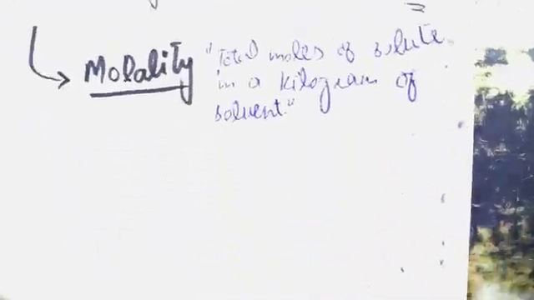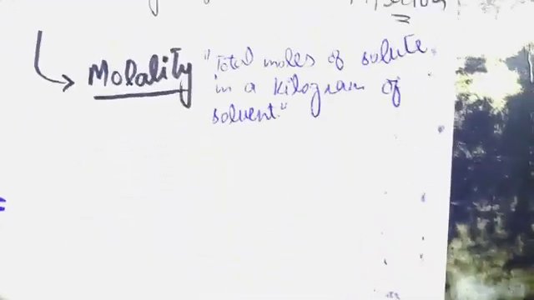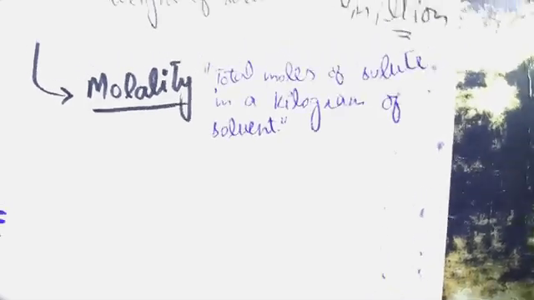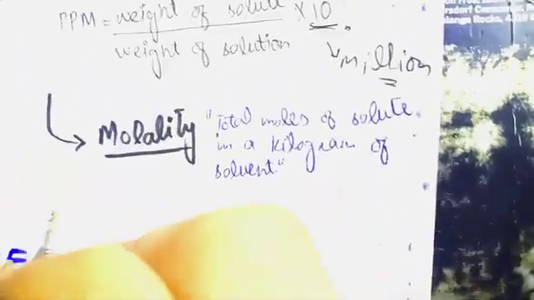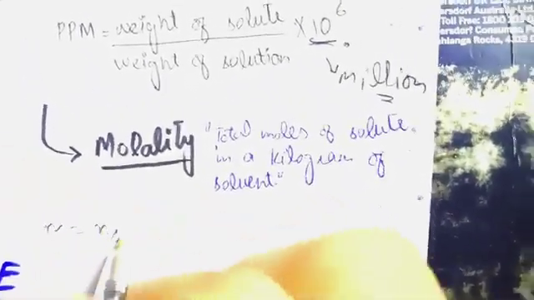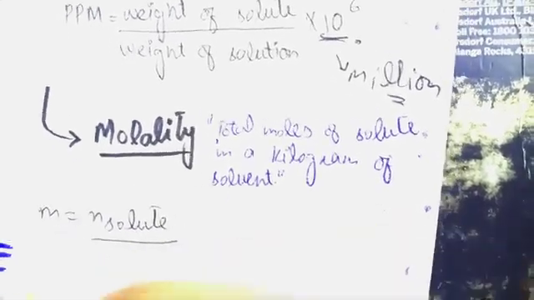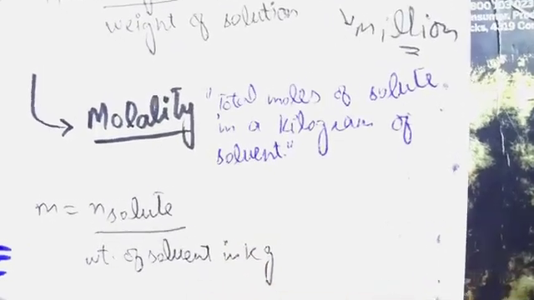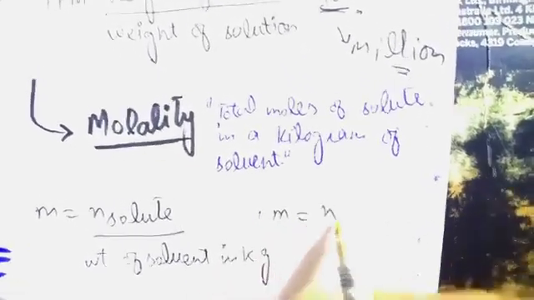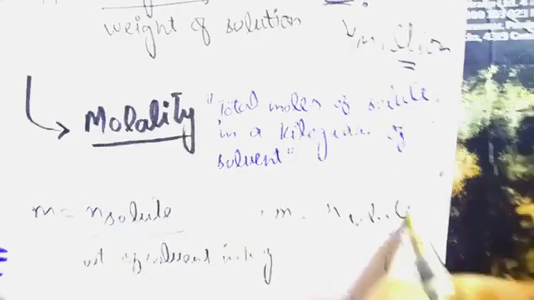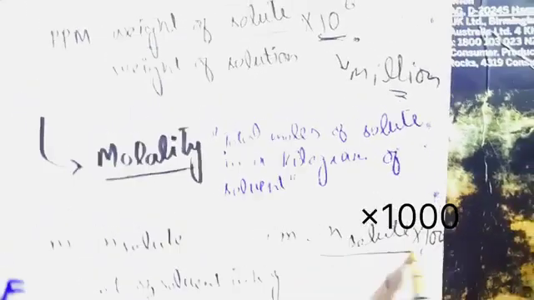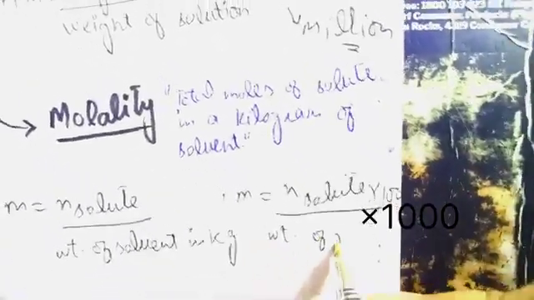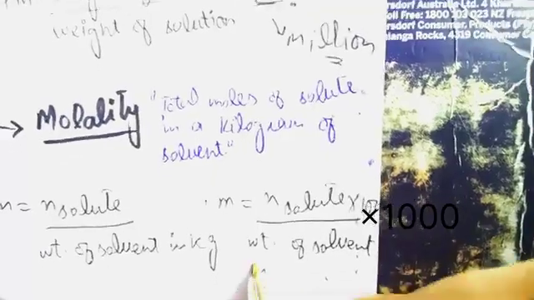Then the last one is molality. Molality is the total moles of solute in kg of solvent. The symbol of molality is small m. Its formula is m equals number of moles of solute divided by weight of solvent in kg, or m equals number of moles of solute multiplied by 1000 divided by weight of solvent in grams.